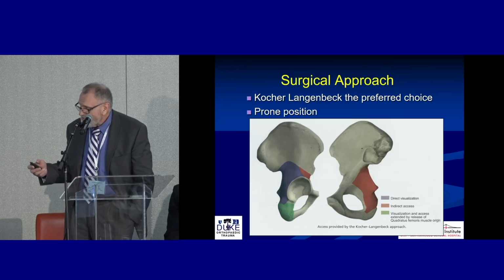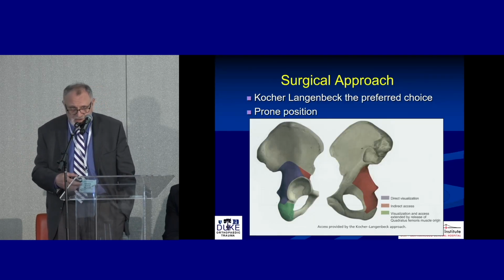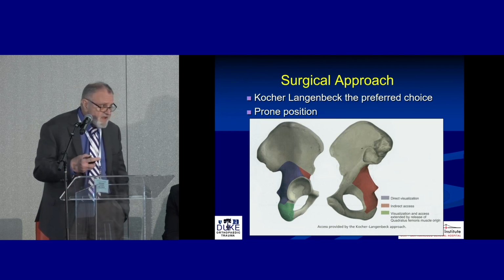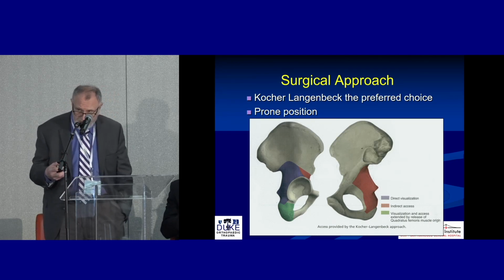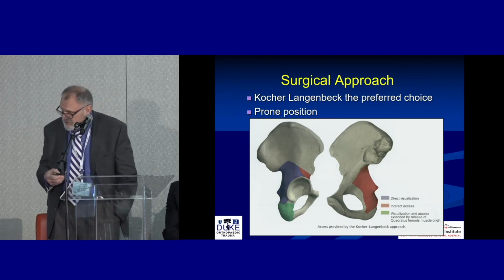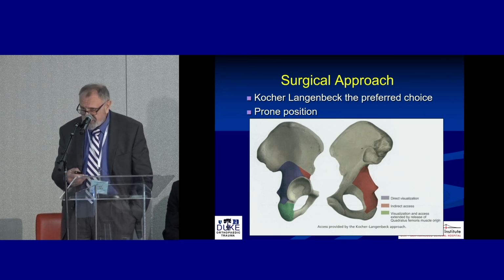And so how would we do this? If we choose to take it on, we're going to do a Kocher-Langenbeck approach, which is very analogous to the standard posterior approaches most everybody else does for total hips, but they're a little bit different in terms of the operative details.